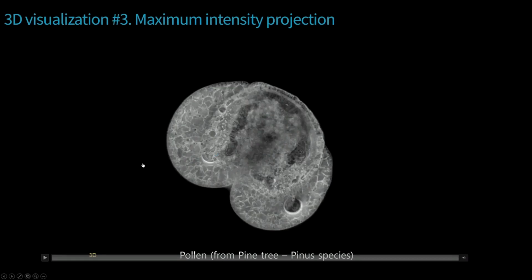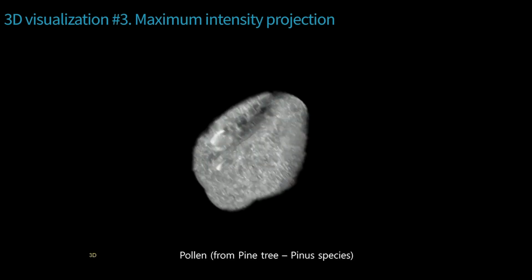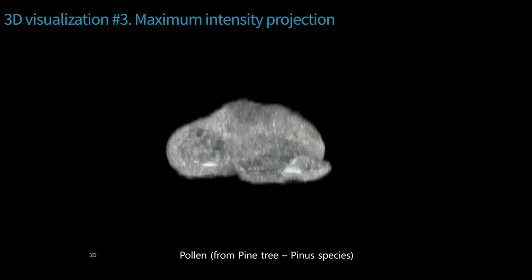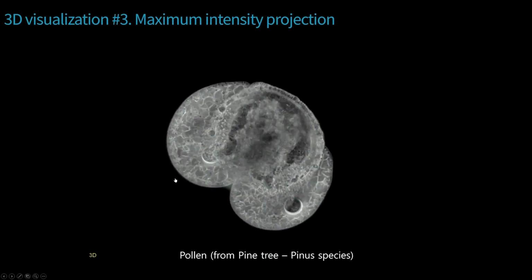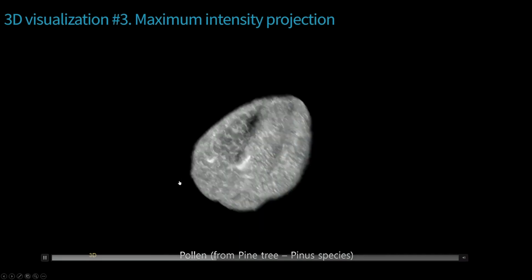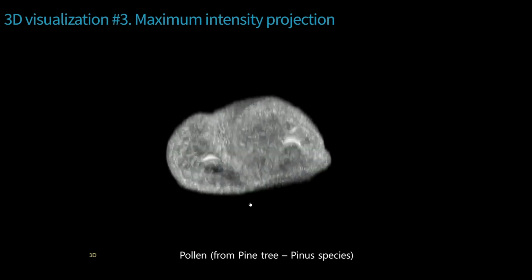And sometimes you want to see the three-dimensional visualizations and rotational movies. So we recommend using the maximum intensity projection. But this is pollen images. So you can see the internal structures, rotating as you like, and you can just view these 3D structures from different viewpoints of your interest.